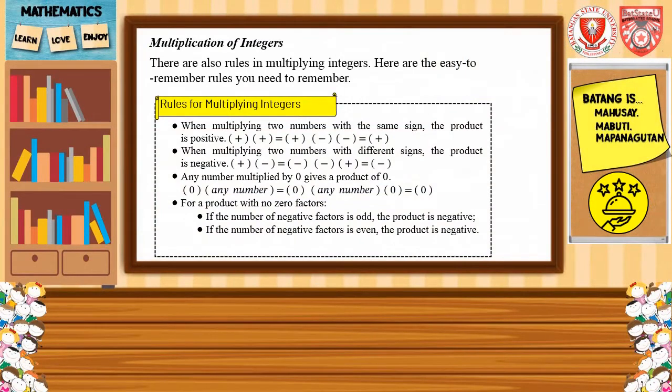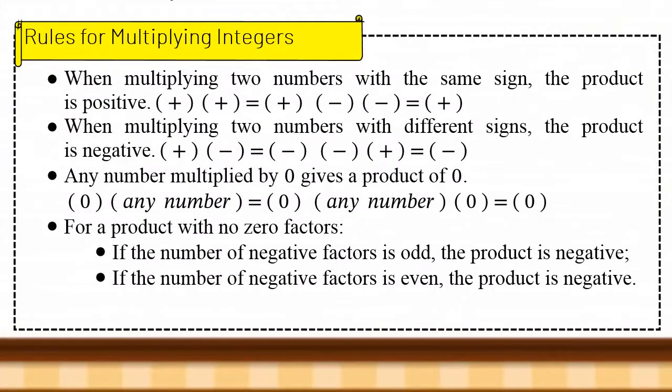Multiplication of integers. There are also rules in multiplying integers. Here is the easy way to remember the rules. When multiplying two numbers with the same sign, the product is always positive. When multiplying two numbers with different signs, the product is always negative. Any number multiplied by 0 gives a product of 0. For a product of non-zero factors, first, if the number of negative factors is odd, the product is negative. If the number of negative factors is even, the product is positive.